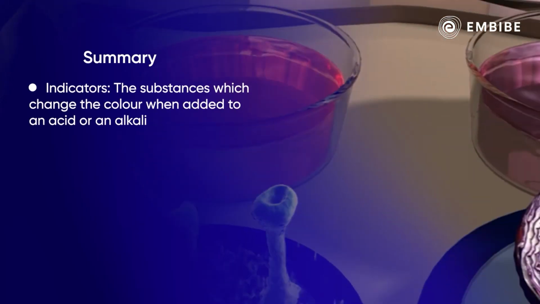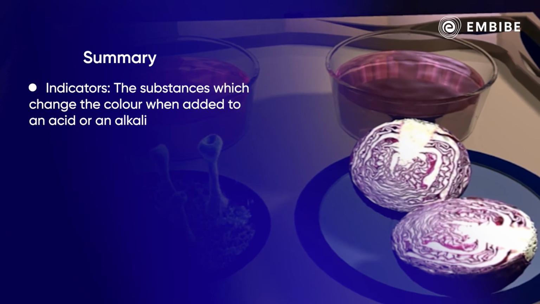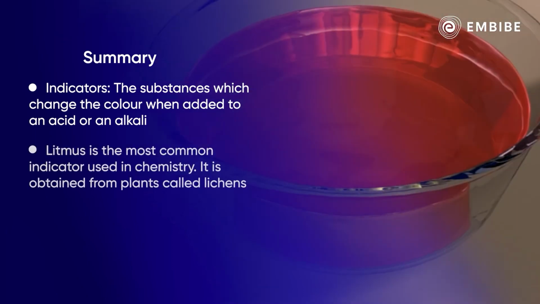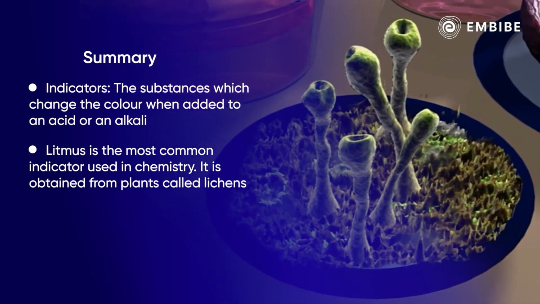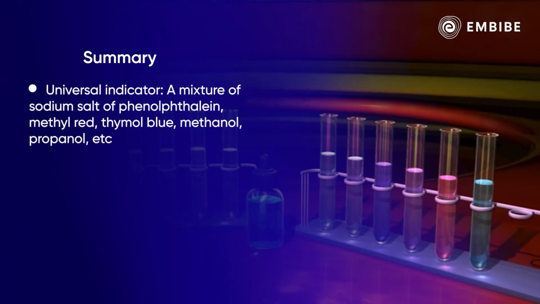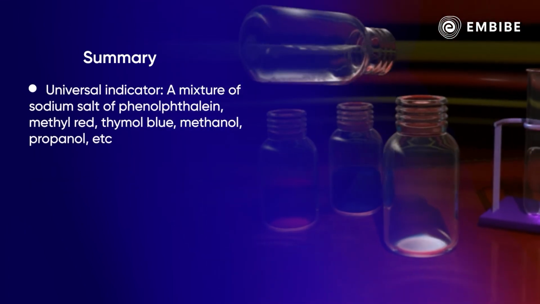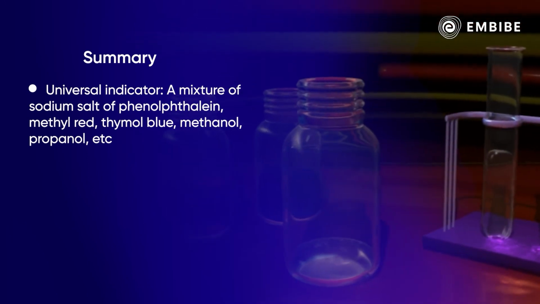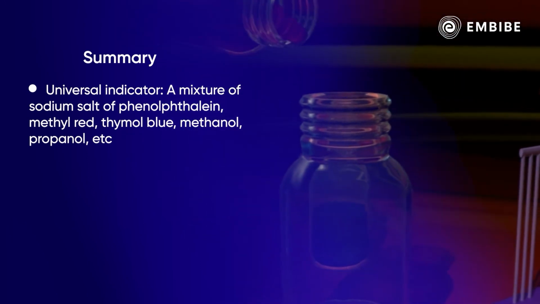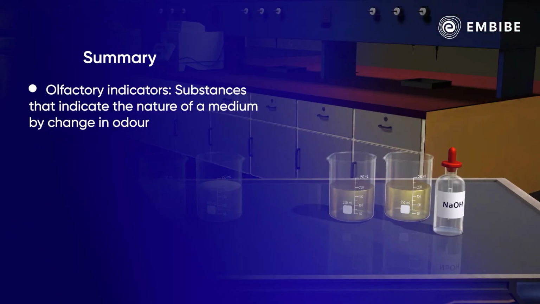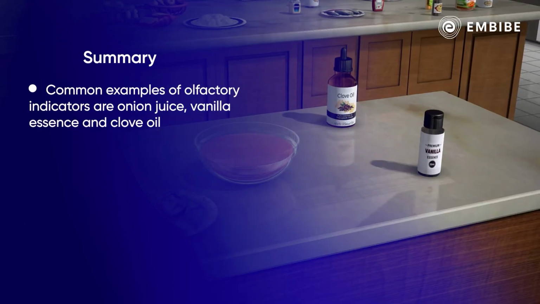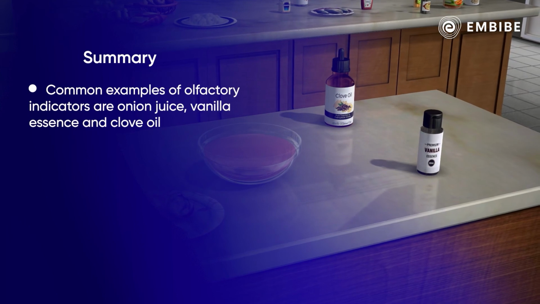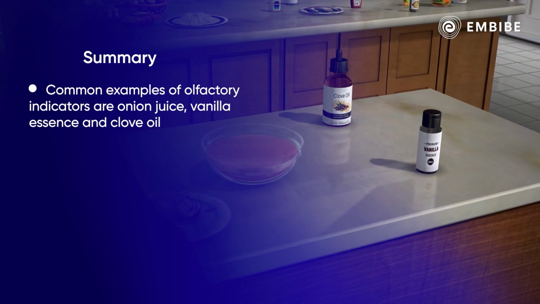To summarize, indicators. These are substances that change in color when added to an acid or a base. Litmus is the most common indicator used in chemistry. It is obtained from plants called lichens. Universal indicator. It is a mixture of the sodium salt of phenolphthalein, methyl red, thymol blue, methanol, propanol, etc. Olfactory indicators are substances that indicate the nature of a medium by a change in odor. Common examples of olfactory indicators are onion juice, vanilla essence, and clove oil.